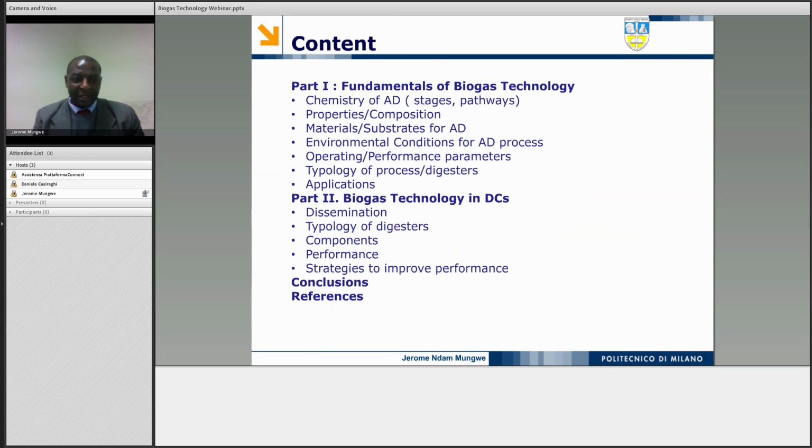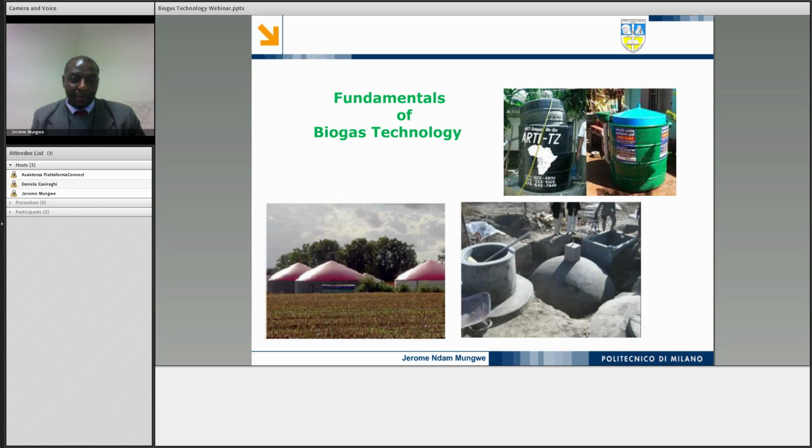For this session, looking at biogas technology, we will look at it in two parts. The first part will deal with the fundamentals of biogas technology, all that applies to biogas technology in general, large and small scale. And the second part will focus on the technology in developing countries. The first part: fundamentals of biogas technology.